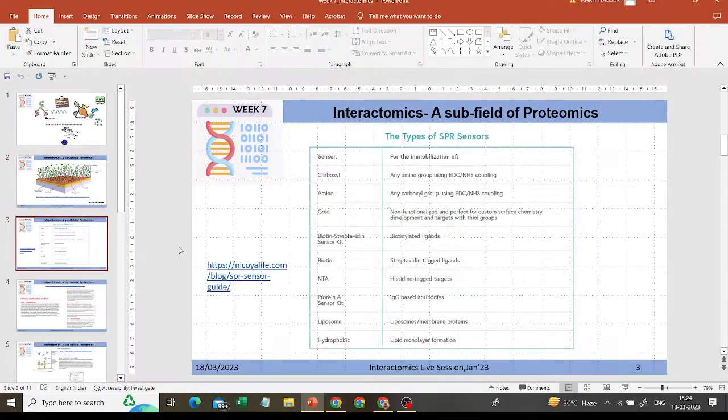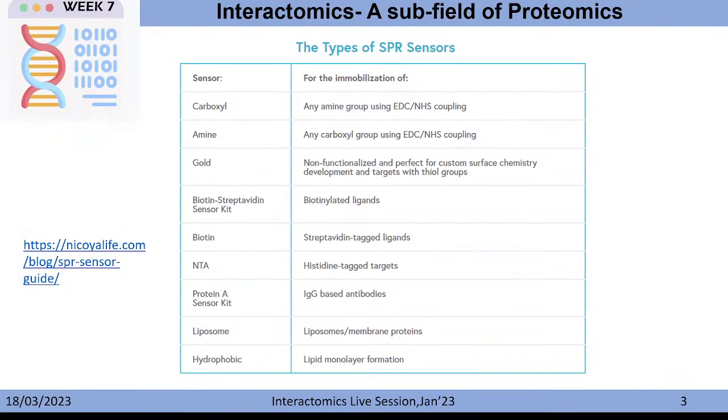So now with the table, if we go through it, then what we use for what. For example, the carboxyl sensor is used for the immobilization of any amine group using EDC or NHS coupling, then the amine sensor for any carboxyl group. So this is just vice versa, so that there is a linkage or an interaction. Why the sensor is needed is so that immobilization can happen, and the chemistry can be enhanced to capture the other things.